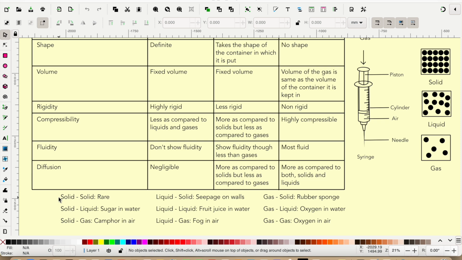A solid to solid diffusion example can be, suppose tomato ketchup falls on the floor tile. If it is left as it is for months or years, slowly the water content in it will evaporate and the ketchup will diffuse into the tile. Later, if you try to clean it, that part of the tile will still look dirty.